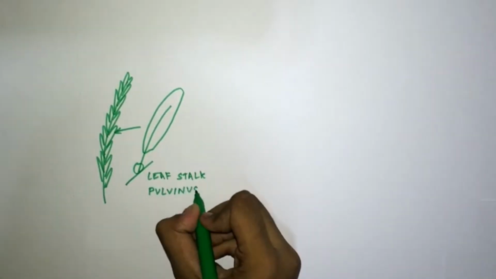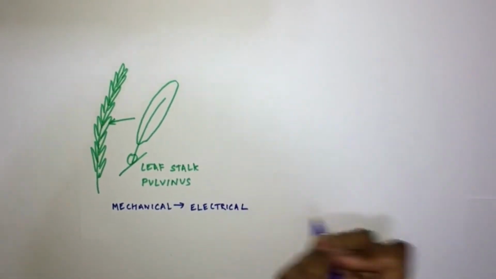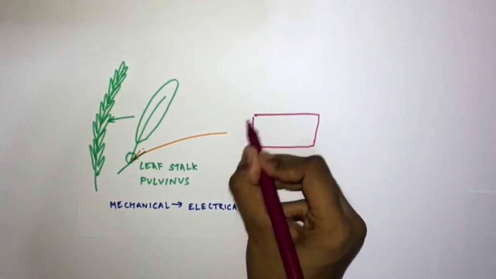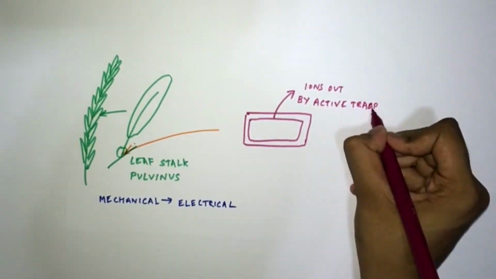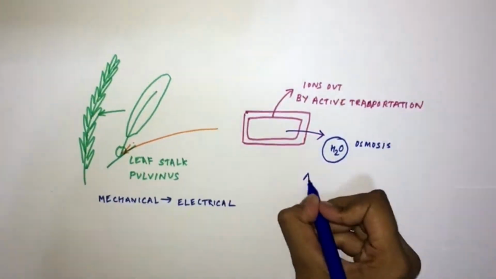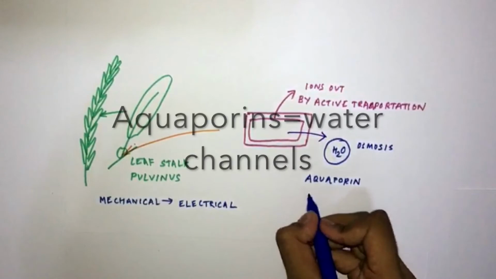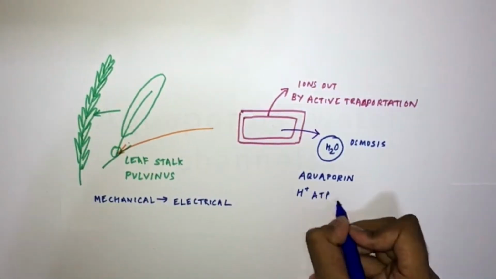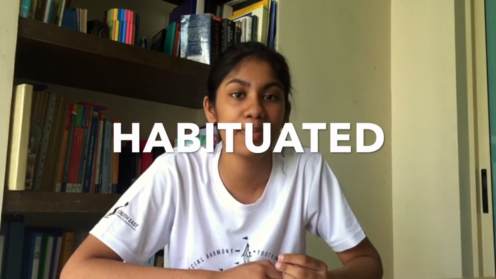Additionally, at the base of the leaf stalk, known as pulvinus, the mechanical stimulation is converted into an electrical pulse that causes ions to move out of the pulvinus cells. Osmosis then takes place due to the upregulation of aquaporins, that are water channels in the cell membrane, and proton ATPase. When we repeatedly touch the Mimosa pudica, our touch is no longer considered a threat, and so the plant stops responding to it because it's only a waste of energy. The plant is said to be habituated.